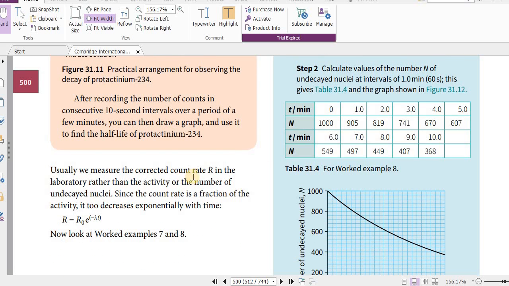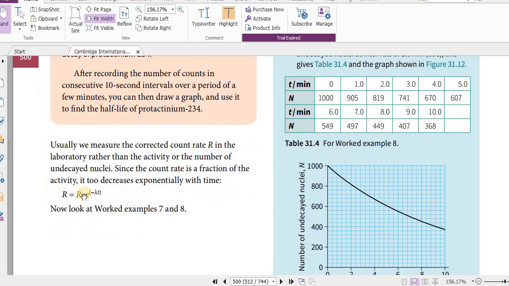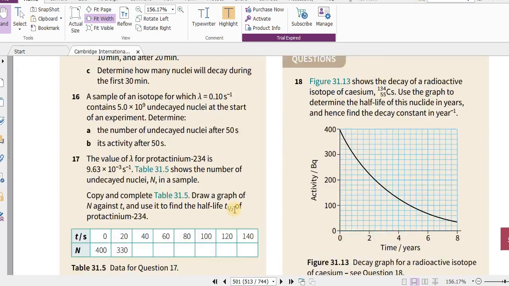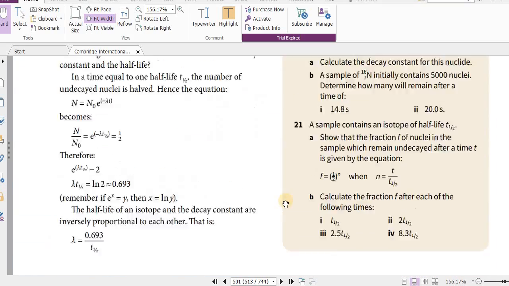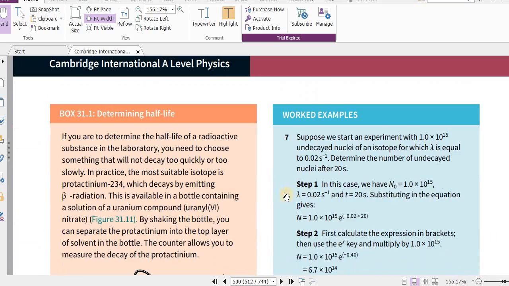Usually we measure the corrected count rate in the lab rather than the activity or the number of undecayed nuclei. Since the count rate is a fraction of the activity, it too decreases exponentially with time. Remember we use the letter R for count rate. Now look at examples 7 and 8. This is the last bit, and we'll finish off with this.